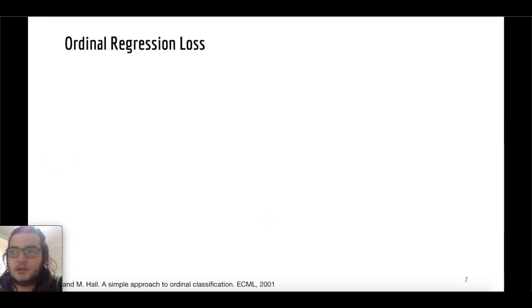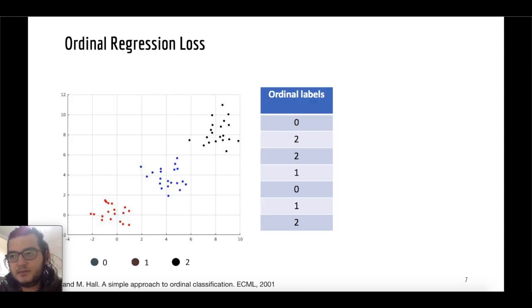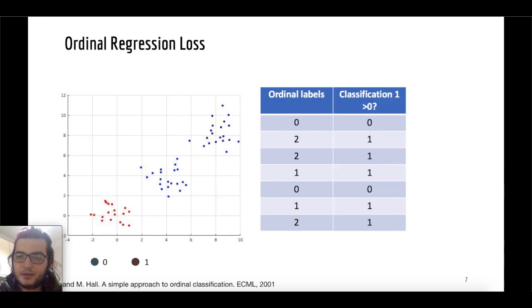And to implement the ordinal regression loss, they use a very simple method. They transform the ordinal regression into a series of binary classification problems. So suppose we have three different ordinal labels from 0 to 2. Firstly, we will construct our first classification problem where the labels are determined by whether the ordinal label is larger than 1.